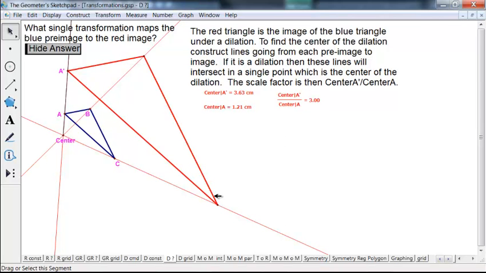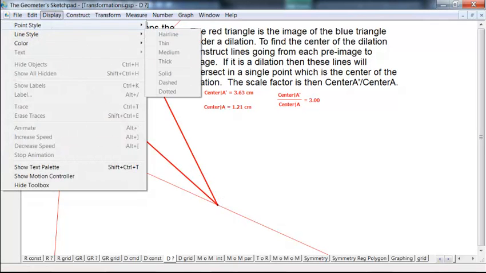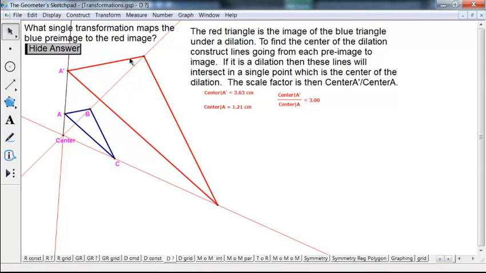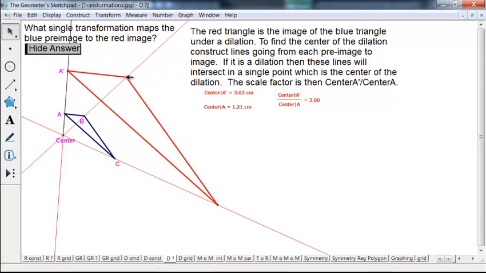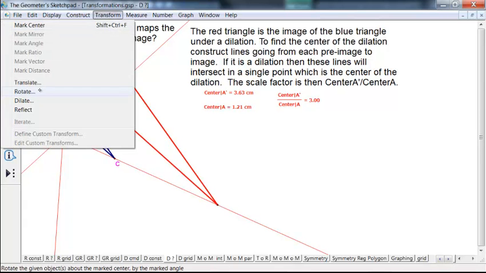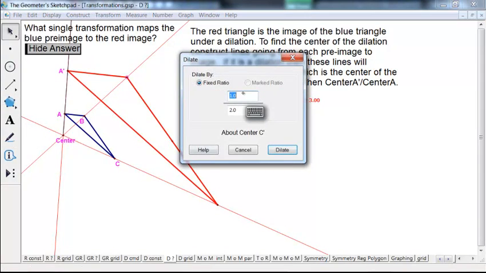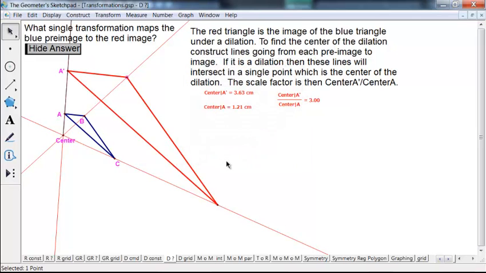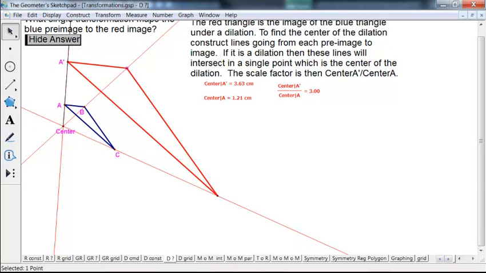Somewhere back in the background I'll probably have a scale factor of 3 hidden, if I did that. I probably just did it without a parameter. I did it by just saying transform, dilate, and actually put in the ratio there. So you can do a fixed ratio there. Okay, so that is a dilation, also known as a size transformation. That is a basic similarity transformation.